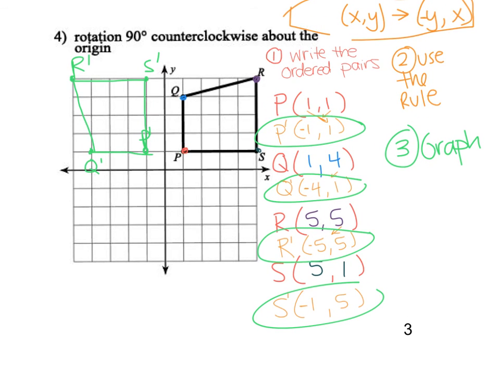The original question said counterclockwise. I went from quadrant 1 back to quadrant 2. That is a counterclockwise rotation. And that's how you rotate 90 degrees counterclockwise. You'll use the same process for a clockwise rotation, except for your rule for clockwise is a little bit different.